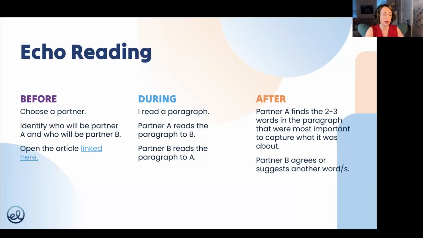If you have non-readers or readers that are reading at like a second grade level, and you're reading a higher text, like a 10th grade text, then that's maybe where you do centers, or you pull a small group of students, or you support those students that are the lowest readers while the other students partner read. There's different ways to do that. But echo reading is I read, then you read.